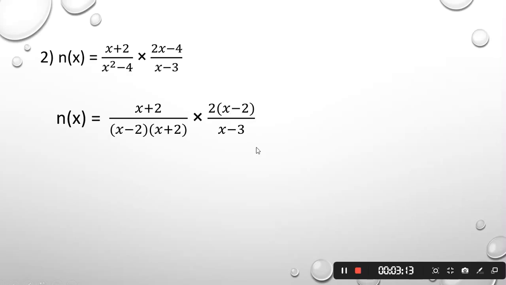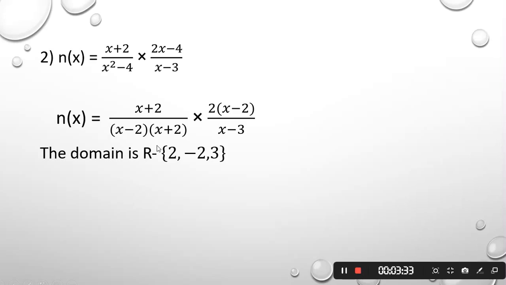My second step: find the domain by looking at the denominators. Here x is not 2, x is not negative 2, and x is not 3. So the domain equals R minus {2, negative 2, 3}. Then I will cancel the common factors up and down.